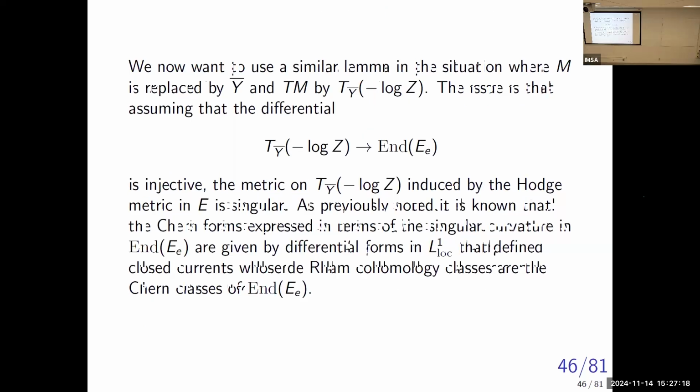In the situation at hand, we're going to look at the logarithmic tangent bundle of the completion. And we discussed that this has a metric that's singular. The Chern forms are expressed in terms of differential forms that represent the Chern classes in cohomology.